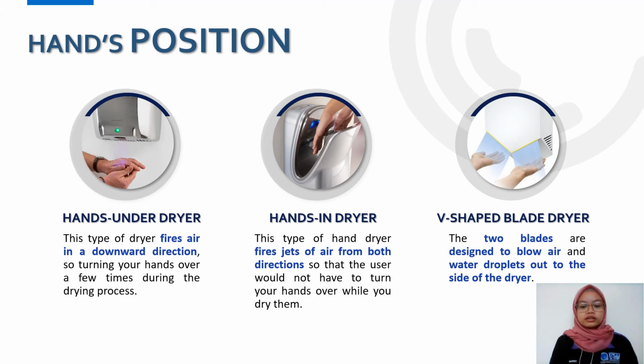V-shaped blade dryer has two blades designed to blow air and water droplets out to the side of the dryer. The difference between hands in dryer and V-shaped blade dryer is that the V-shaped blade dryer separates the two hands, but for hands in dryer, both are in one dryer.